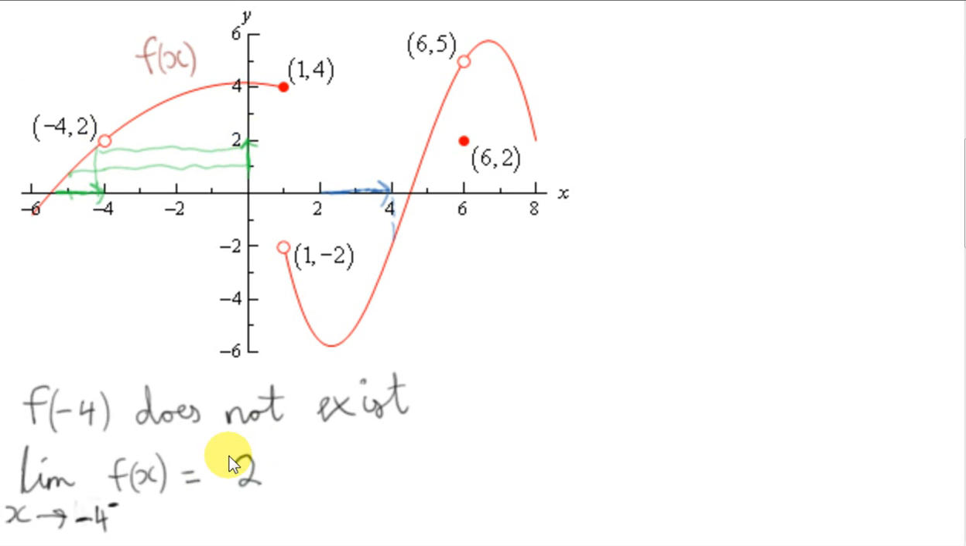So this limit is actually equal to 2, even though the function is not defined at minus 4. F of minus 4 does not exist.